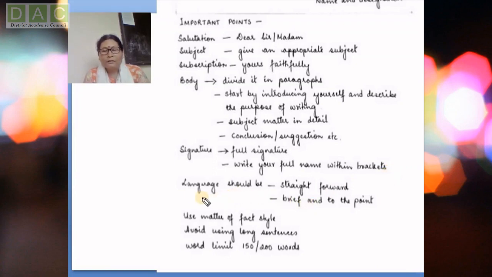Now, the language that we are going to use should be very straightforward, very precise, very brief and to the point. And the kind of things that we'll be writing should use a matter-of-fact style. We are not going to go beating around the bush here and there, but just to the point. Next is to avoid using long sentences. Since we are to be to the point, we cannot use long sentences. And the word limit for this type of letter should be from 150 to 200 words.